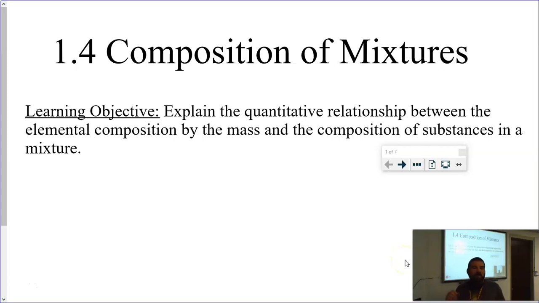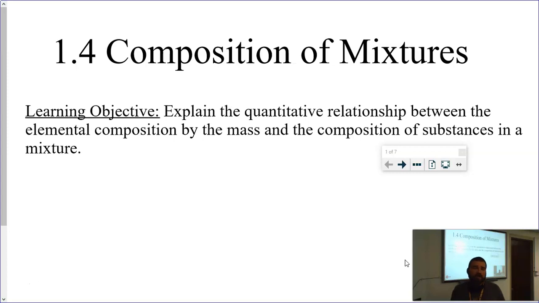Today we are going to go through 1.4, the composition of mixtures. Last week Thursday, if you remember, during live class we talked about 1.3, which was on pure substances, and we talked about empirical formulas and molecular formulas. So today we're going to talk about mixtures, which are going to be combinations of more than one pure substance.